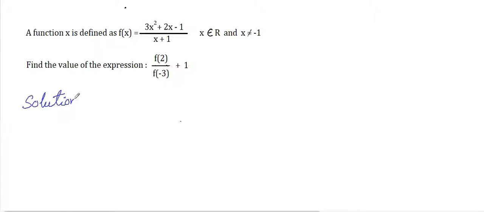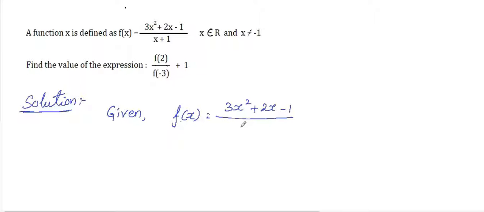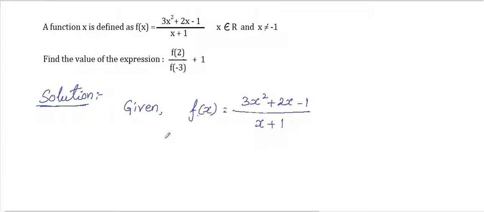Let's solve the question which I have written on the whiteboard. Given f of x as a rational function, we need to find f of 2 divided by f of minus 3, plus 1. So given f of x is equal to (3x square plus 2x minus 1) whole divided by x plus 1. We need to find f of 2 and f of minus 3.